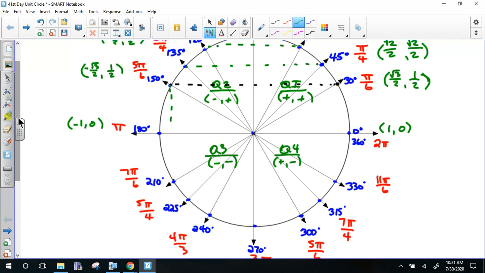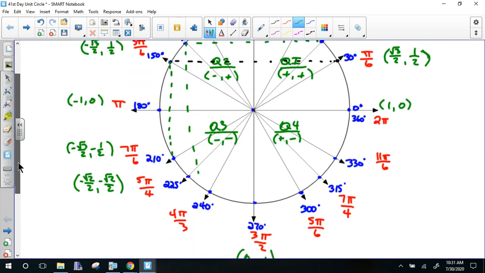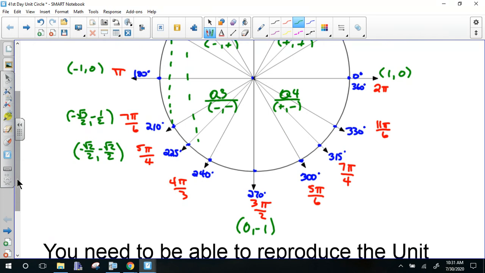This one moves straight down here. Both are negative in this one, so I'm going to have negative root 3 over 2 and negative 1/2. This one comes down here. Both are negative. This one's going to be the negative 1/2 and negative root 3 over 2.